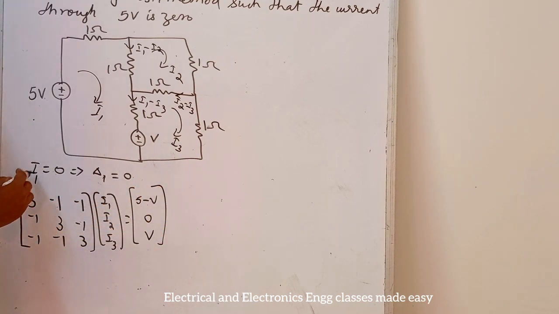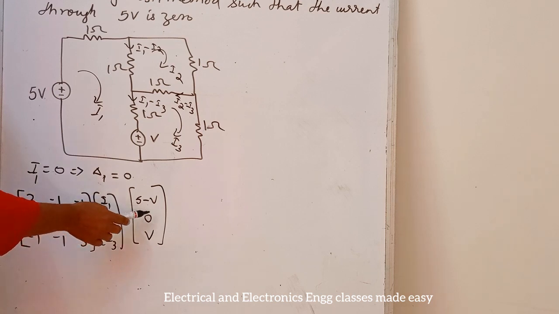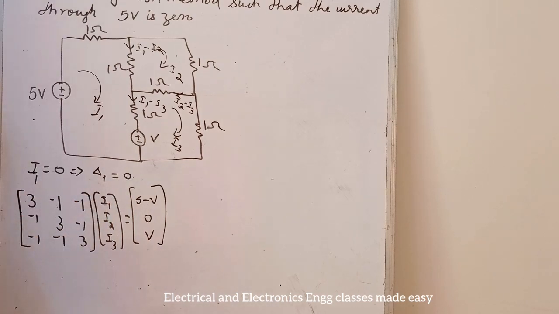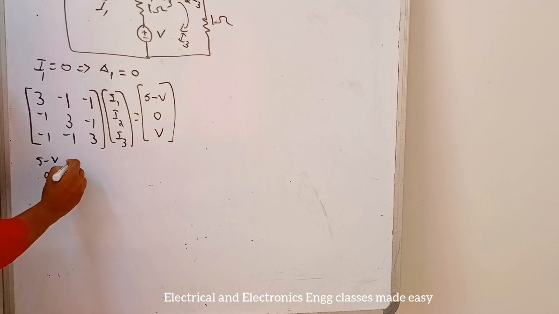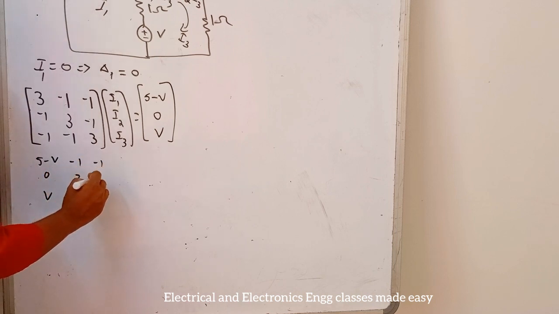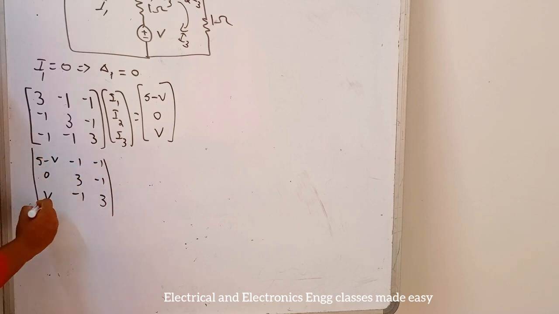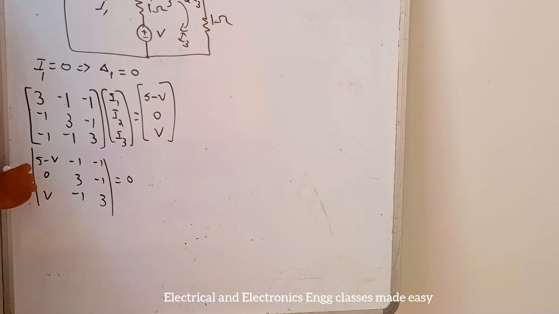Now we have to find I1. So I1 is equal to delta 1 divided by delta, and here it is given that I1 is equal to 0. So delta 1 is changing the first column of the resistance matrix with the values of the voltage matrix. So we can write 5 minus V, 0, V, then minus 1, 3, minus 1, minus 1, minus 1, 3, and find its determinant and equate it to 0. And this is delta 1. So delta 1 is equal to this one.